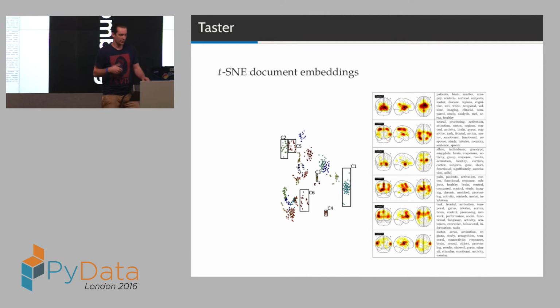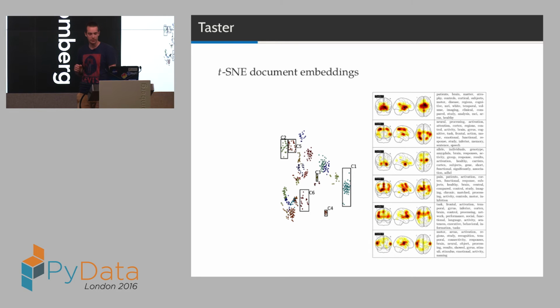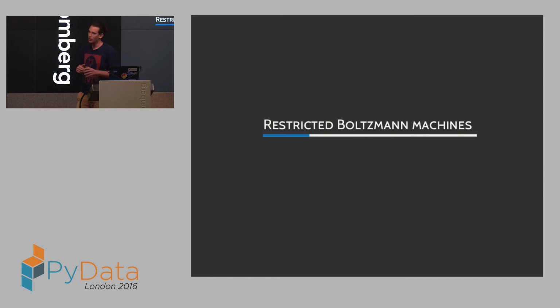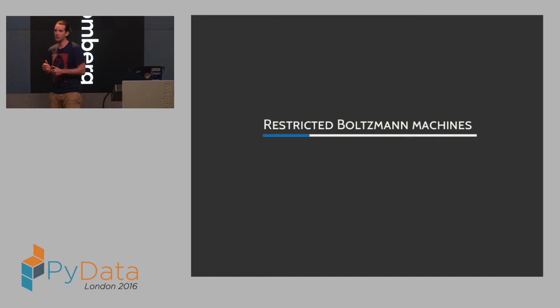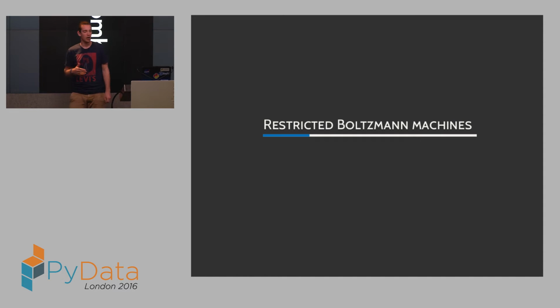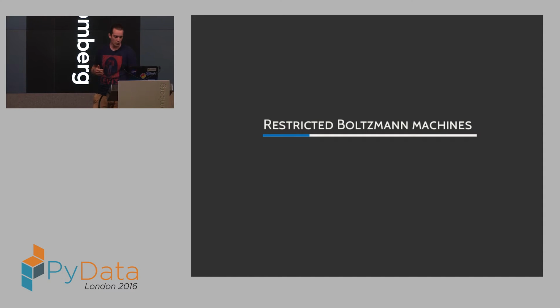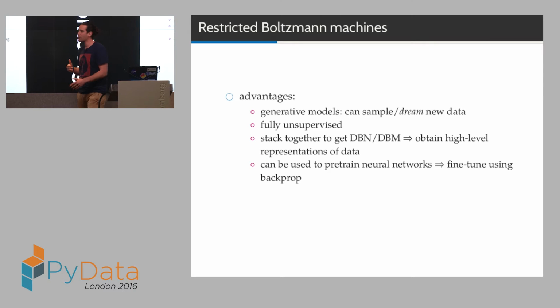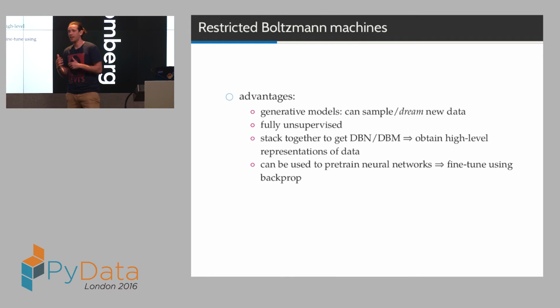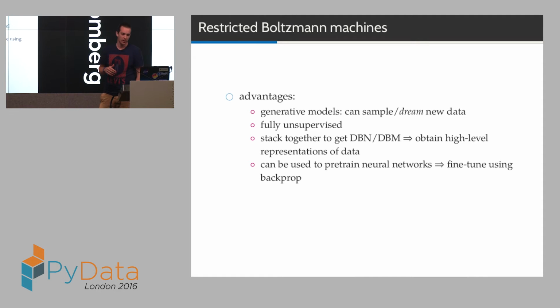So in the remainder of this talk, I'll describe how we got to this plot. I want to start by talking about restricted Boltzmann machines, which are a special case of deep Boltzmann machines. And before I describe them, I just want to highlight the advantages of Boltzmann machines and how they're slightly different from traditional neural networks.